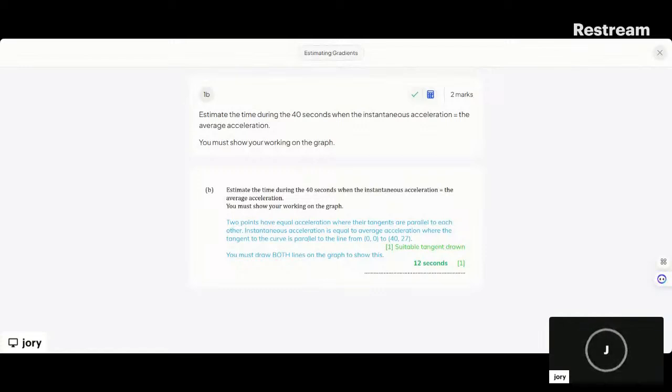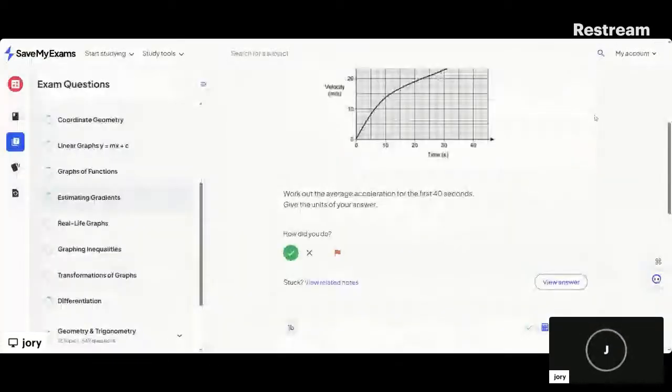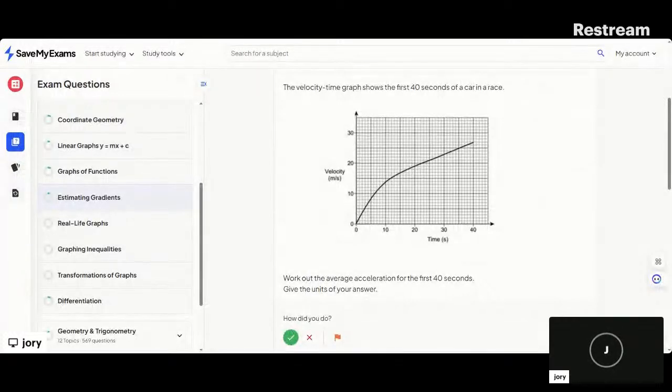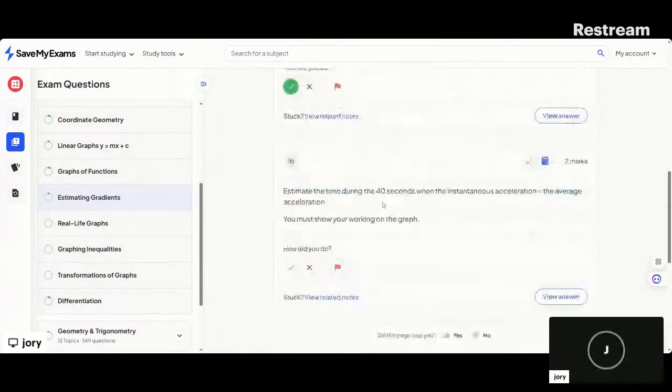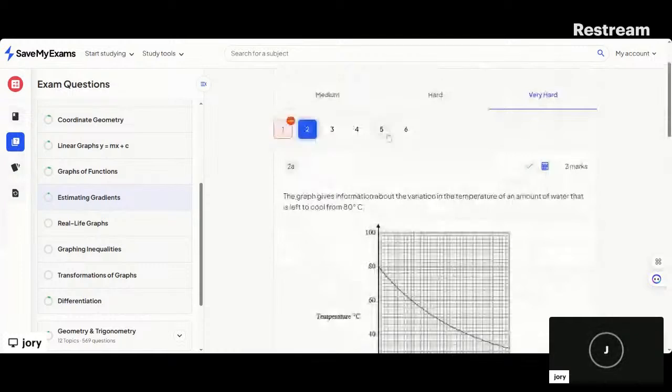Okay. I was close considering I did not draw. Wait, if I try to draw, what happens? Where's my ruler? I'll just draw with my pencil book. Yeah, okay, it is 12. Okay. I'll go to a different one.